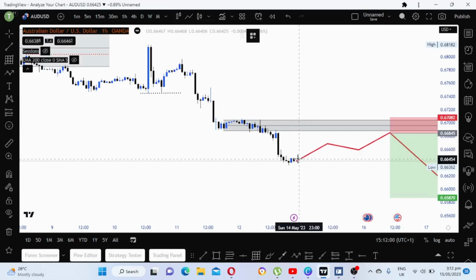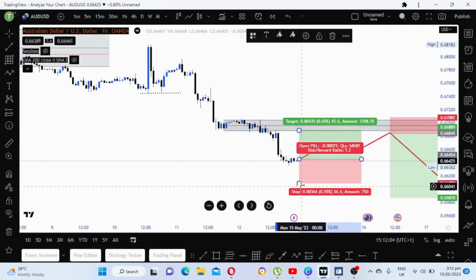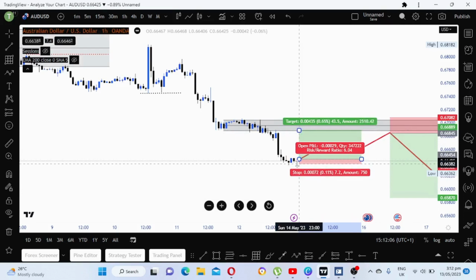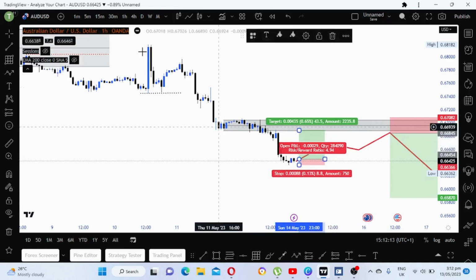And buy. So you buy, targeting this supply zone which is here. But overall we are bearish, as you can see.